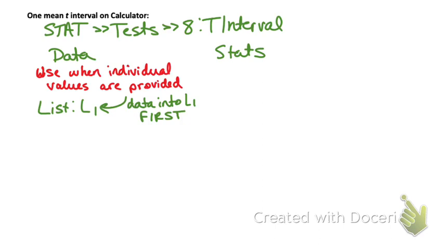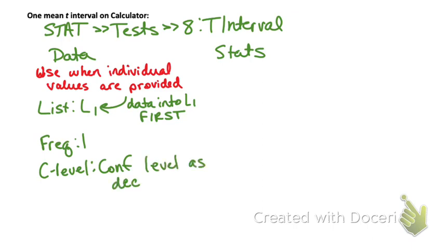Now, I'm going to give you guys a little hint. If the problem gives you the individual data, it's probably because your sample size was small and you've got to look at a graph of the data or make a graph of the data. So if you look at a problem and you have the individual data written there, chances are you're making a graph. Okay? Fun, right? Sure. All right. Then it says frequency. You can leave that as 1. Then it asks you for your C level. Obviously, that's your confidence level as a decimal. And then it says calculate, right? All right, cool. So that's if you have the individual data.